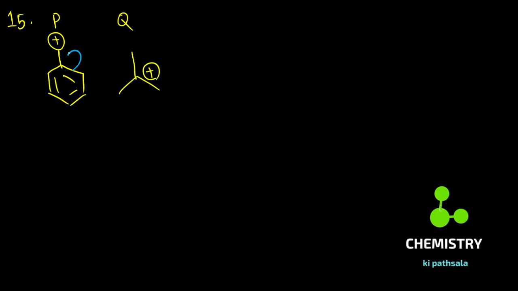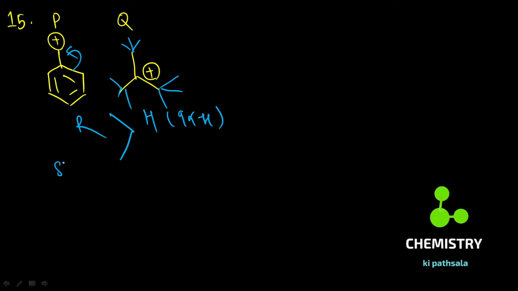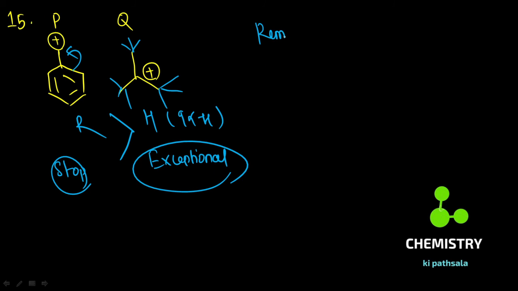Now it is stabilized by resonance and it is stabilized by hyperconjugation. So how many alpha hydrogens are there? So a total of 9 alpha hydrogens are there. So your answer is that resonance dominates over hyperconjugation. Stop. So this is an exceptional one. Okay, this is an exceptional one. So you have to remember this one.